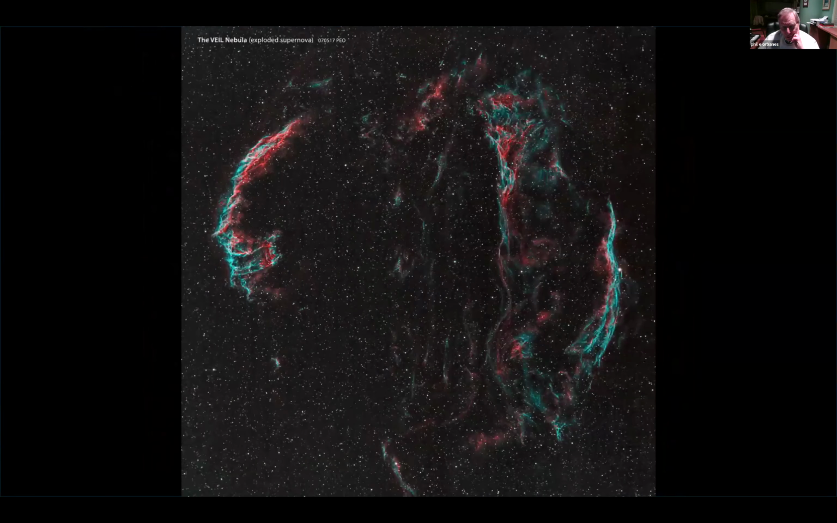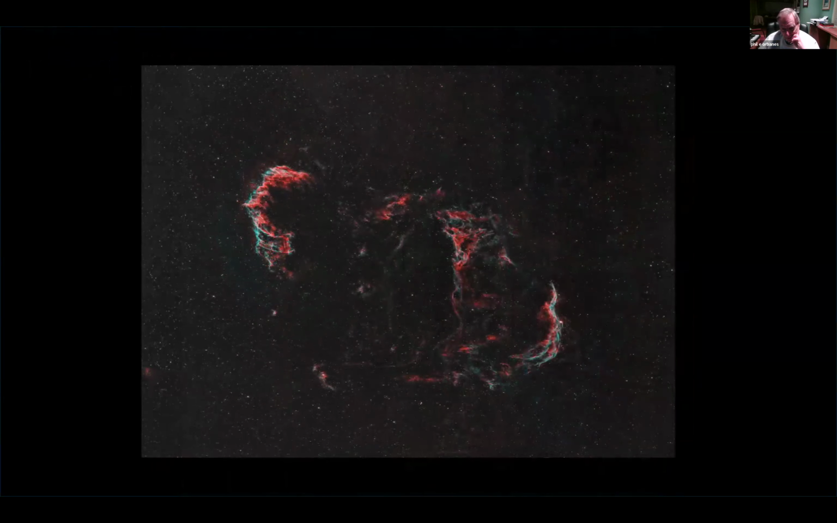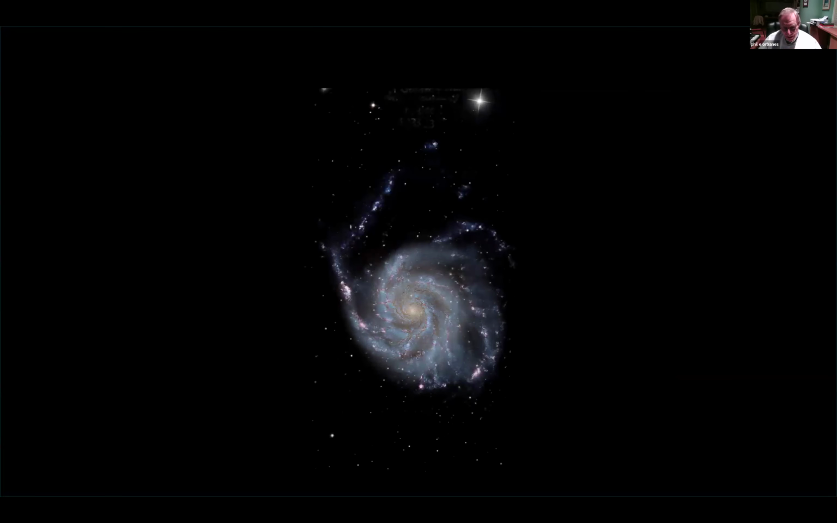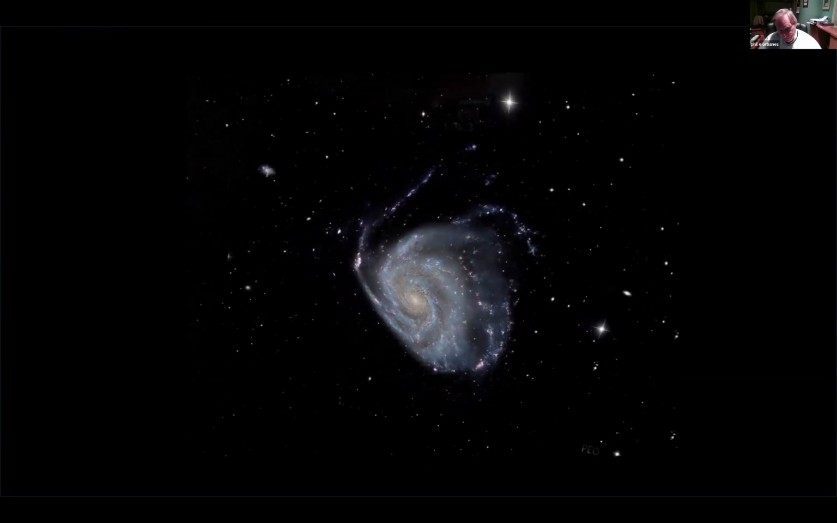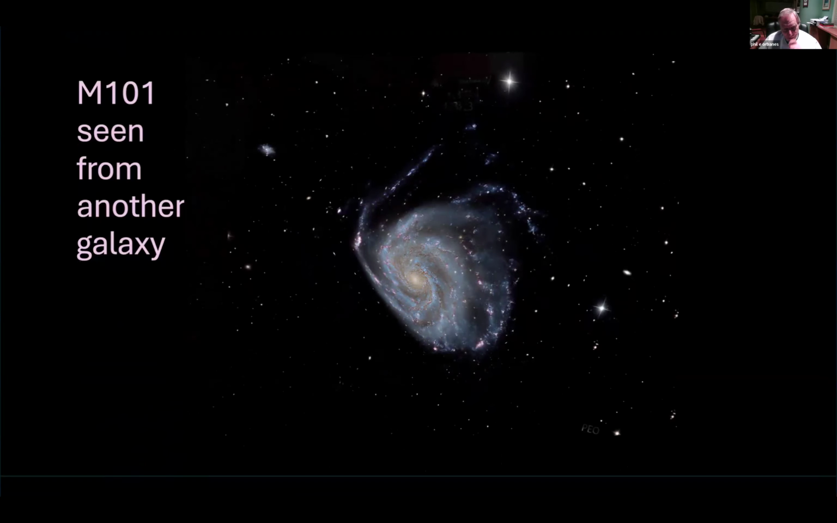Here's an object that we know very well, the Veil Nebula. And if we were to see this from the southwest, it would look more like this, much more scrunched. And finally, let's move out of our galaxy and view a distant galaxy, in this case, M101, from the perspective of another galaxy that would be to its northwest, and it would look like this. Okay, so that's phase 1 of my presentation.